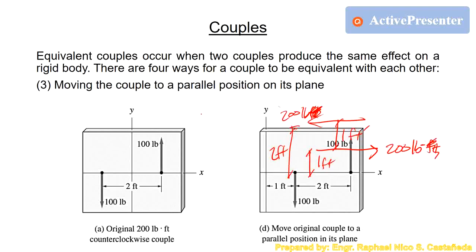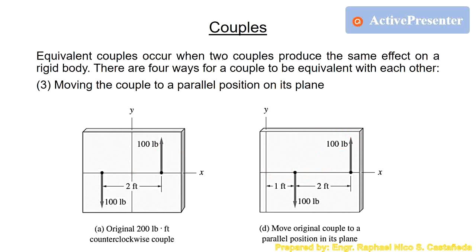Changing the magnitude of the forces, we change it from 100 pounds to 200 pounds. Then we transfer it to another location. As you can see in the figure, the origin is here, so we transfer it somewhere here. So, applying the 3 rules at the same time, it is still an equivalent couple.